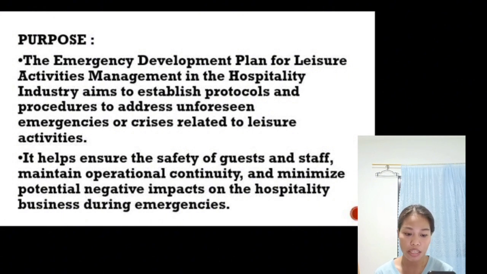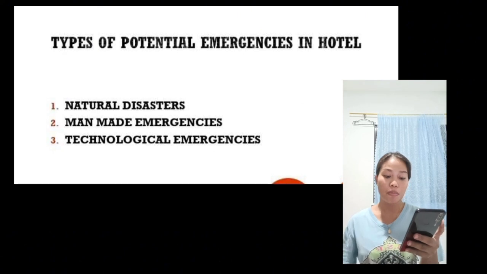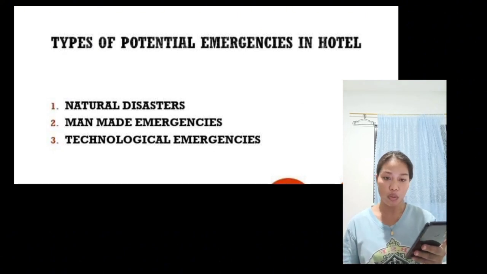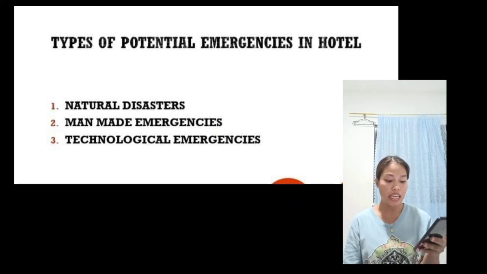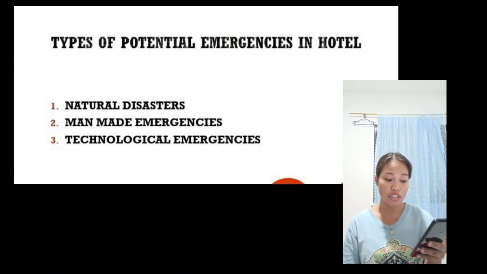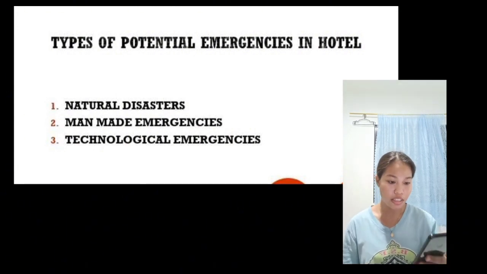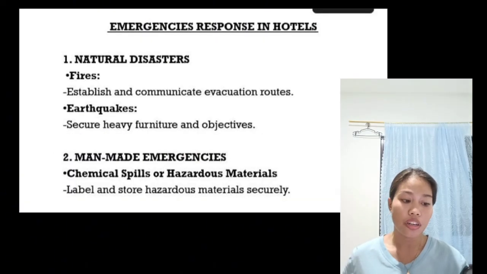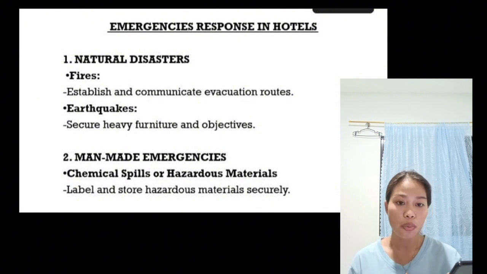business during emergencies. So there are types of potential emergencies in hotels. I list at least 3 potential emergencies. These are natural disasters, man-made emergencies, and technological emergencies. When we are encountering natural disasters like fire, we need to establish and communicate evacuation routes. And for earthquakes, we need to secure heavy furniture and objects.